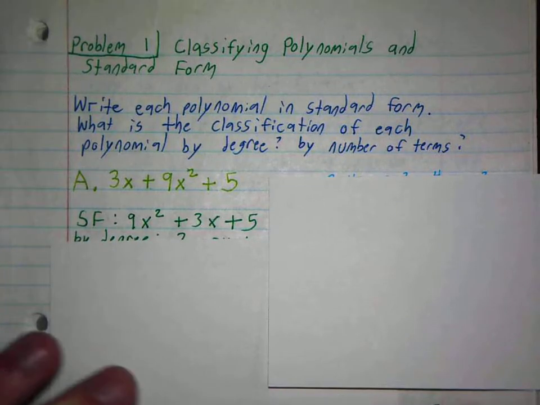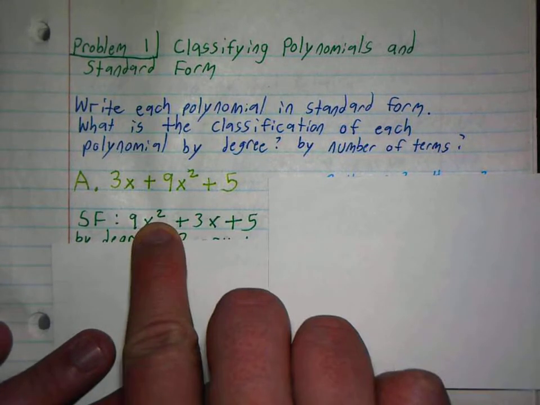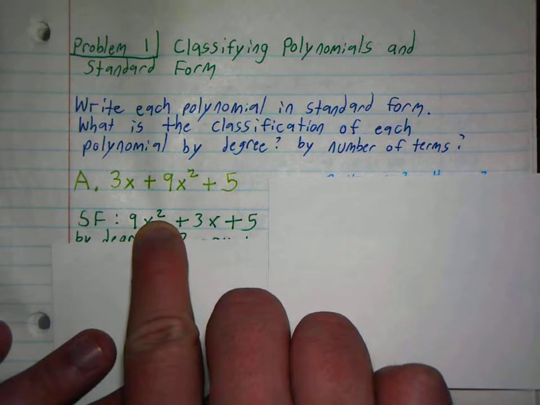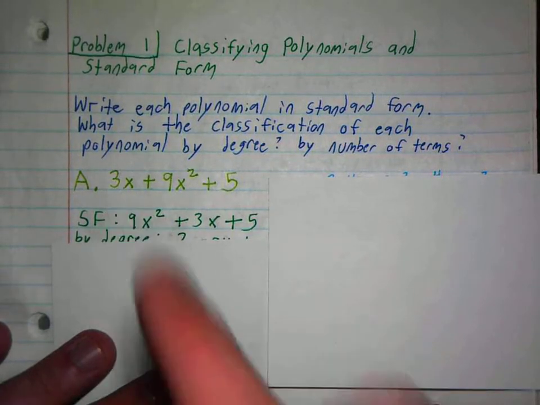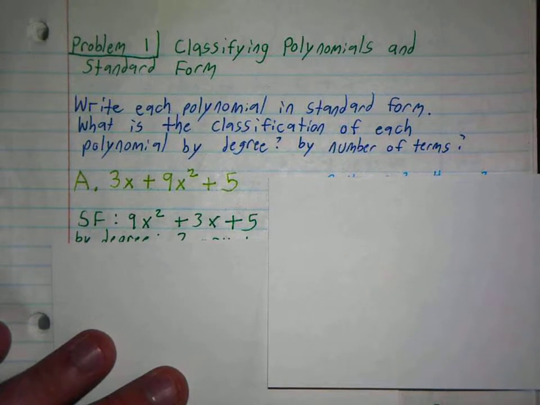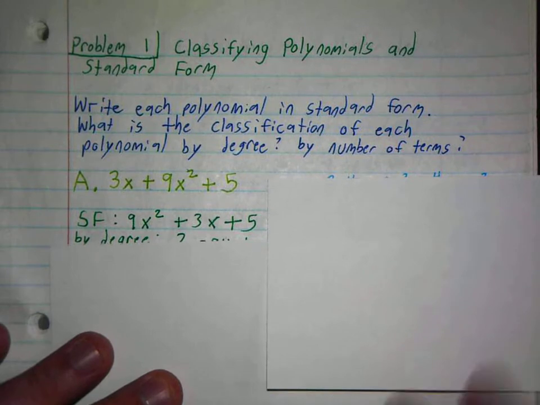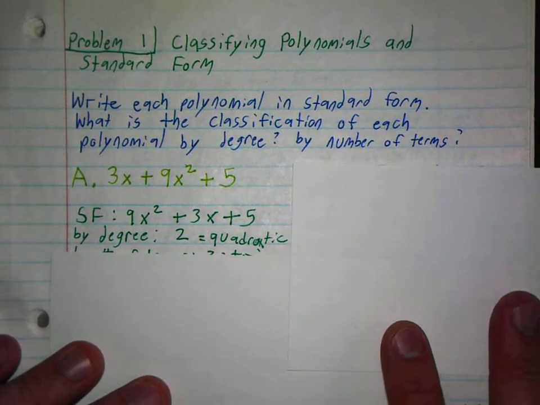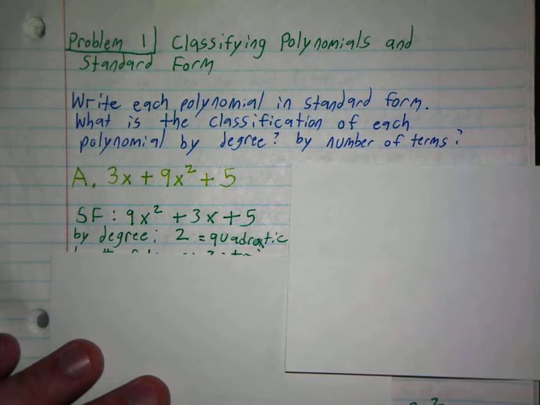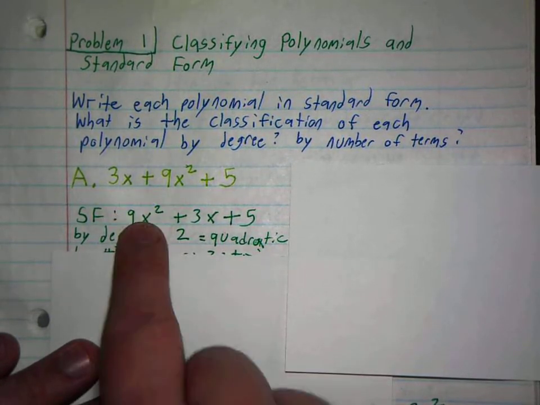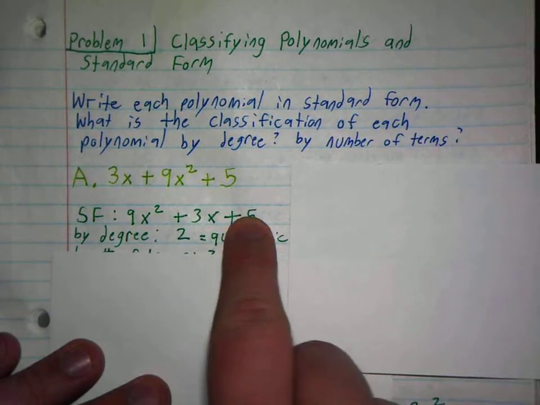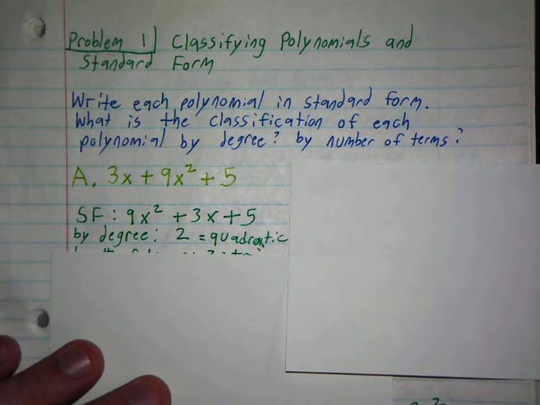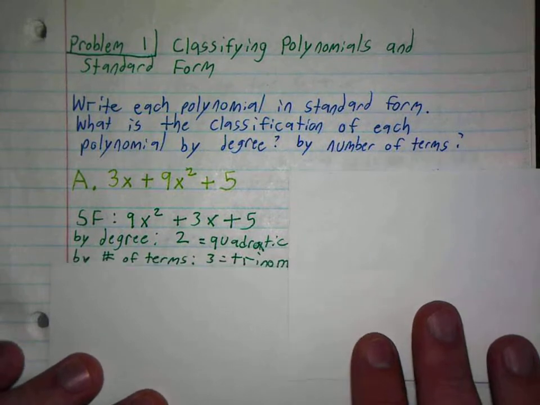Now when I'm classifying it by degree, the degree is 2. And we've known since algebra 3, maybe 2, that 2 is a quadratic, right? So by degree it is quadratic. And how many terms are there? Well, there's 1, 2, 3, just like tricycle, trinomial. Okay.